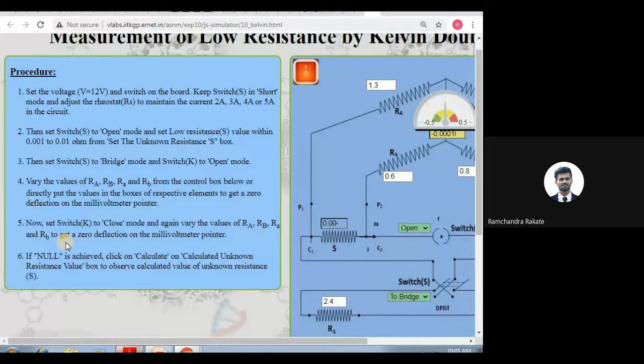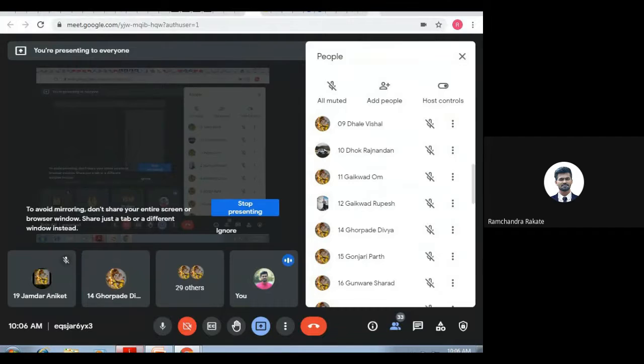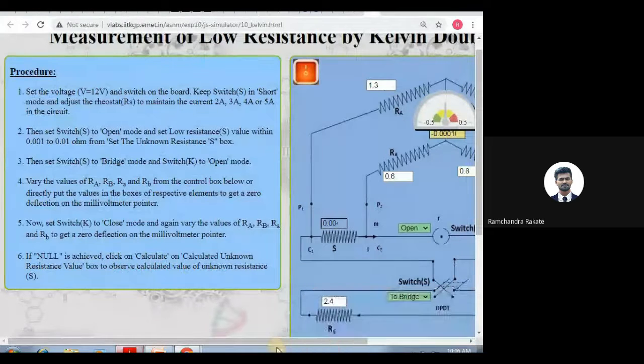Vary the value of RA, RB, RA and RB from this control box below or directly put the value in the box of respective elements to get zero deflection on the millivoltmeter pointer. Okay, so what they are saying now, this is your task.